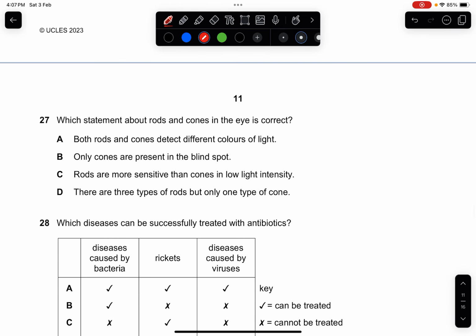Question 27. Which statement about rods and cones in the eye is correct? Okay, let's see the answer. Both rods and cones can detect different colors of light. No, it's only cones that can detect color. Only cones are present in the blind spot. No, it's only rods that are present. Rods are more sensitive than cones in light intensity. Correct. There are 3 types of rods but only 1 type of cones. No, so the answer is C.